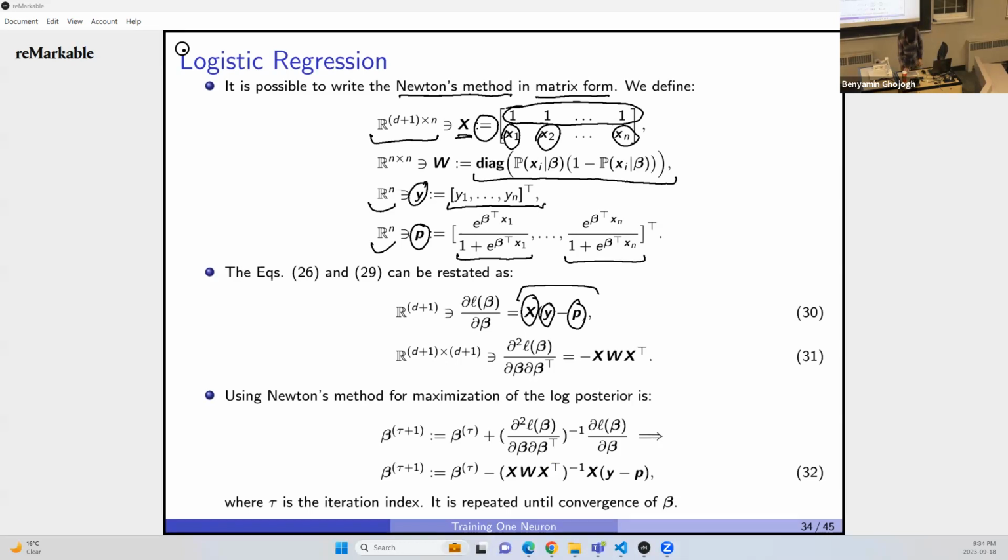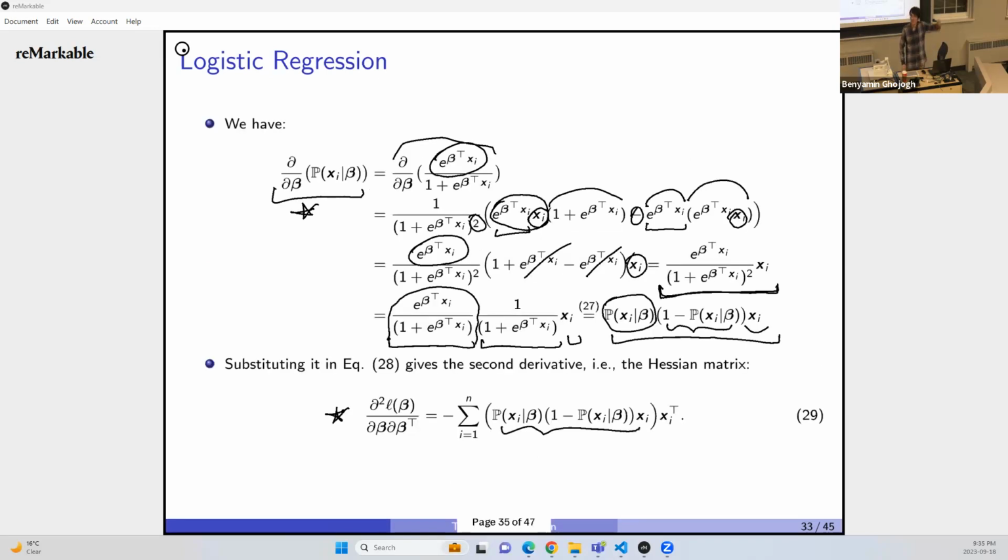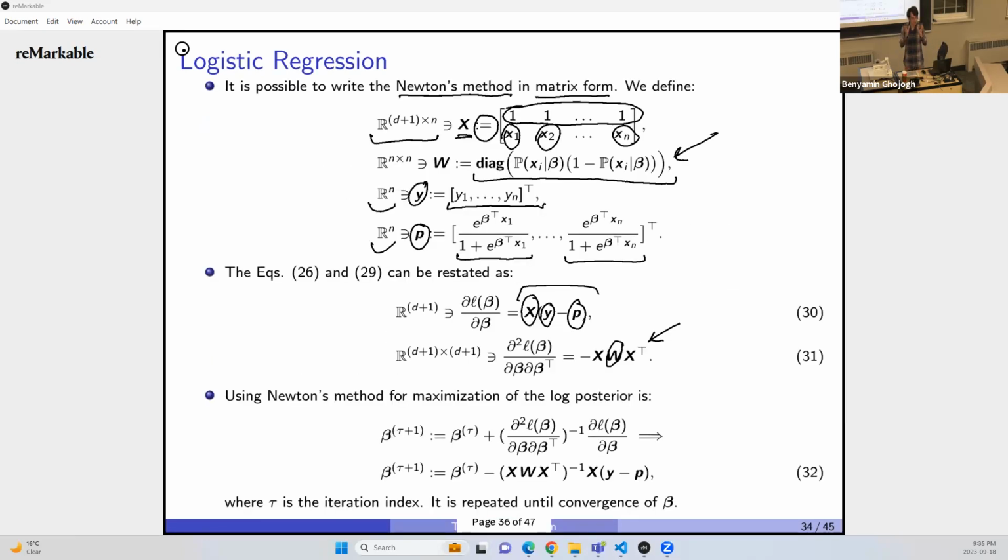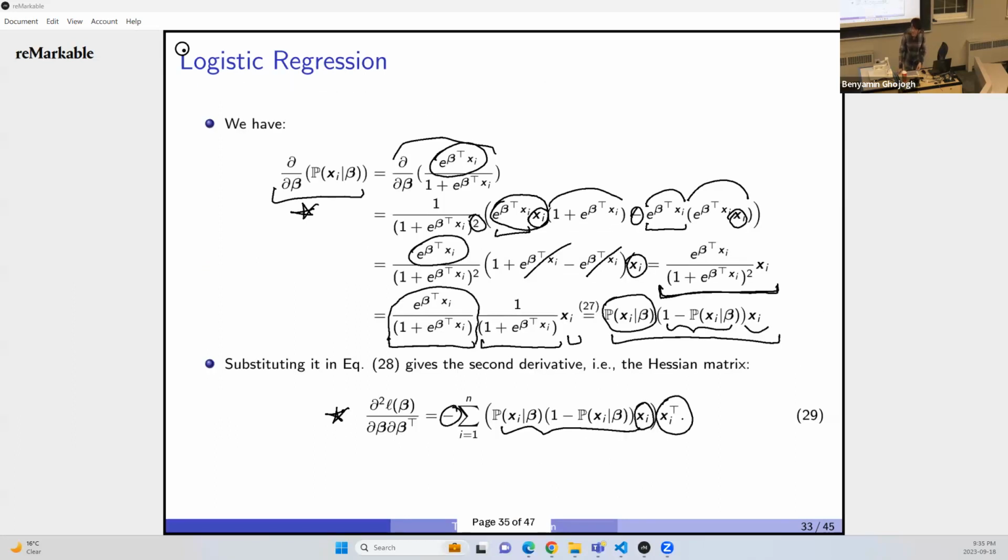Now let's see the second order derivative in matrix form. I need to go back and forth. We should get minus X W X transpose, where W is this: p of xi given beta times 1 minus p of xi given beta. Exactly here, these are the diagonal elements of W. Interestingly, I have xi here and xi transpose here. In matrix form, that term becomes X, with W in between, and X transpose. And this minus came because of this minus.